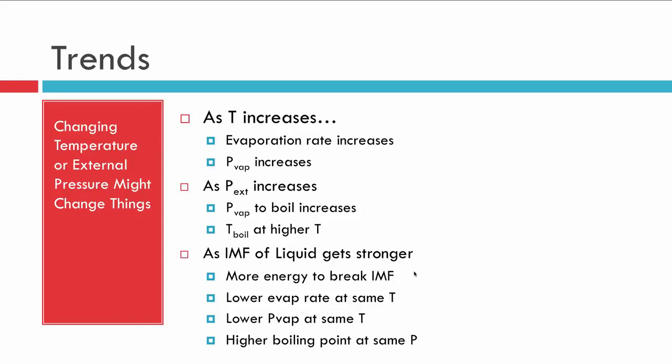And finally, if we were to change our liquids to get stronger intermolecular forces, then we would need more energy to break our intermolecular forces. That would mean if we had the same temperature, we'd have a lower evaporation rate because less of the molecules would have the ability to actually break the intermolecular forces. And we'd get a lower vapor pressure. And this means we'd have to increase the temperature even further to have it boil. So we'd have a higher boiling point due to the increased intermolecular forces.